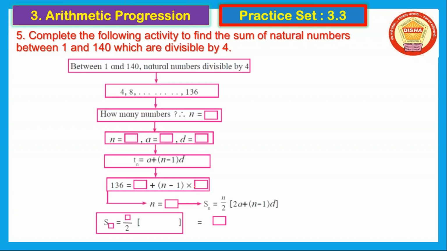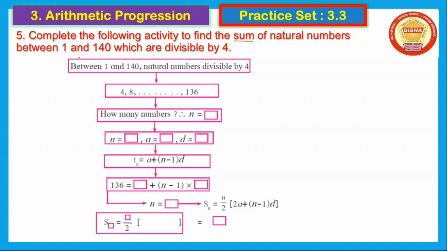Complete the following activity to find the sum of natural numbers between 1 and 140 which are divisible by 4. Sum means we have to find its addition. What is given here in the first box? Between 1 and 140, the natural numbers divisible by 4 are given as a sequence here.